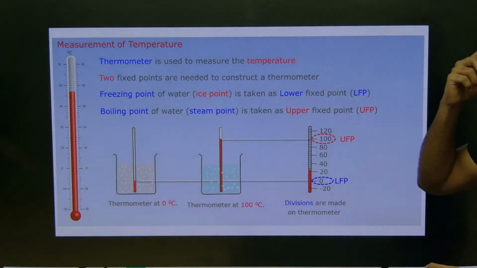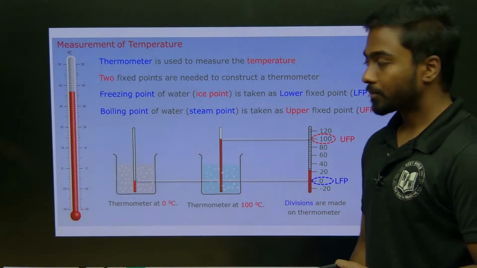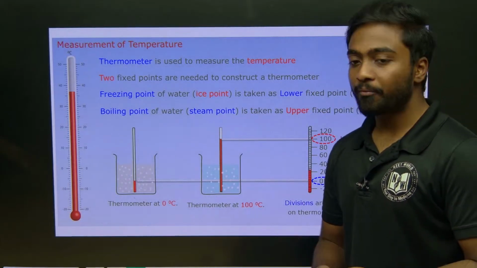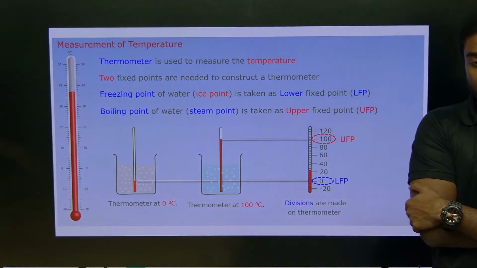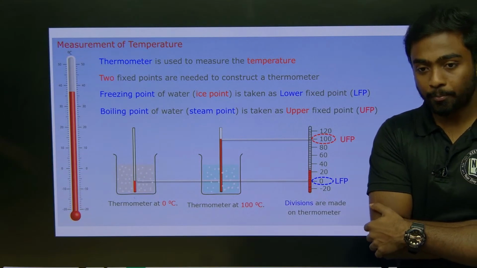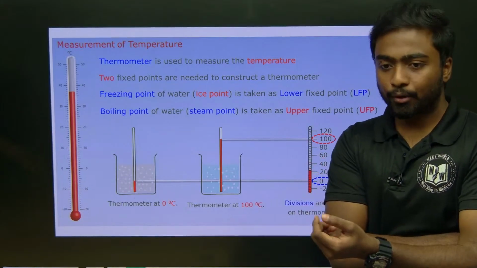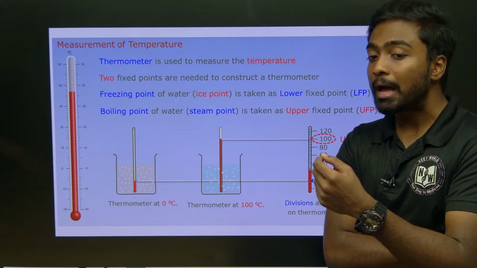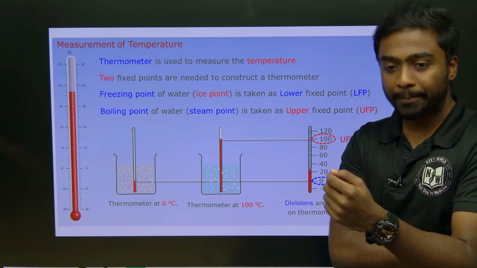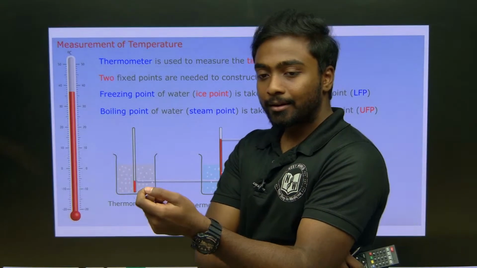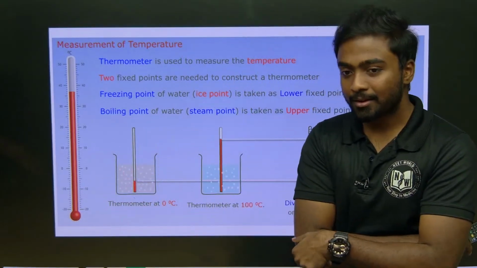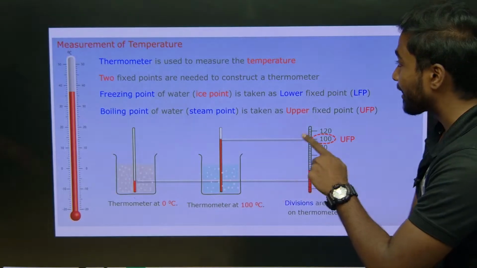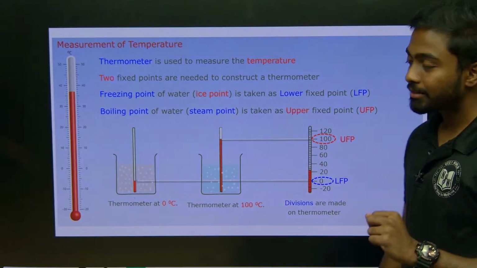Next, how do we measure the temperature? Measurement of temperature is done by using a thermometer. When we are small, we get a fever, and when we go to the doctor, he uses a thermometer to measure the temperature. By seeing it, he can decide whether it is a normal temperature or a high temperature. So a thermometer is the device which is used to measure the temperature.